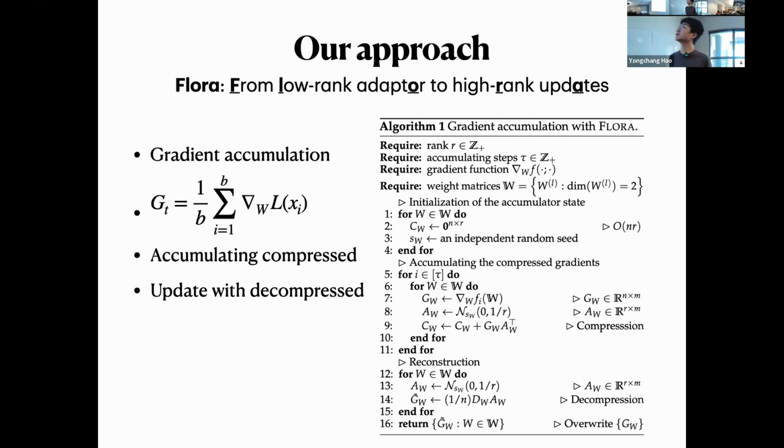So how do we do that? Here's the algorithm for gradient accumulation in Flora. Basically, the general idea is that at each accumulation step, we fix the seed, and we project the gradient down to the lower dimensional space. And we only accumulate the gradient in that space. After accumulation is done, we up-project the gradient again to the original space. In this way, we save the accumulation buffer of gradient. And this is the pseudocode for the algorithm.